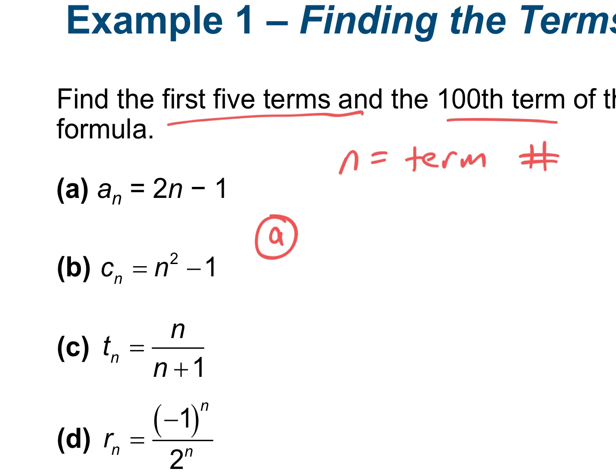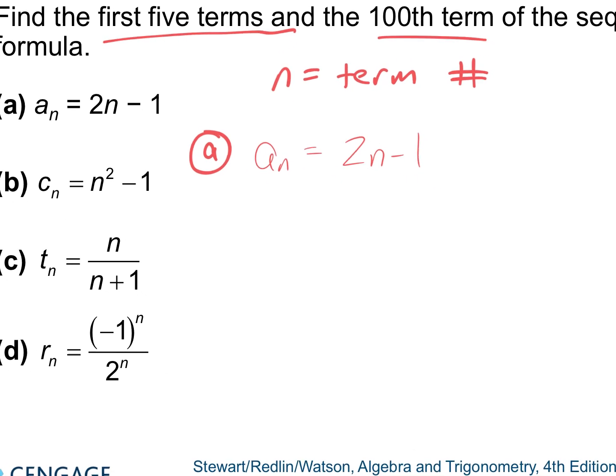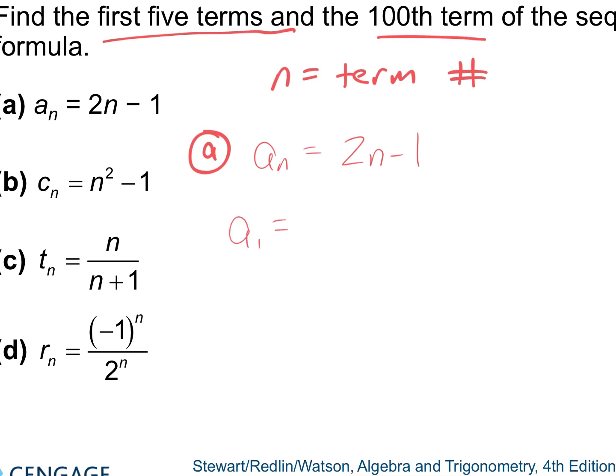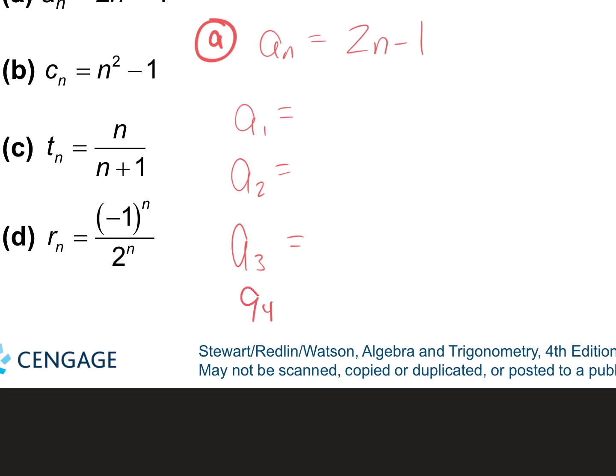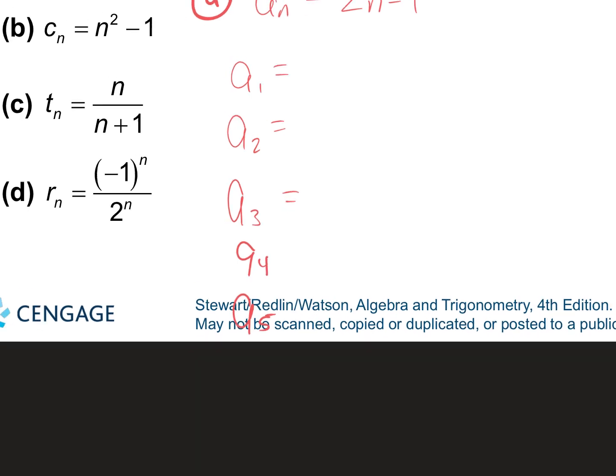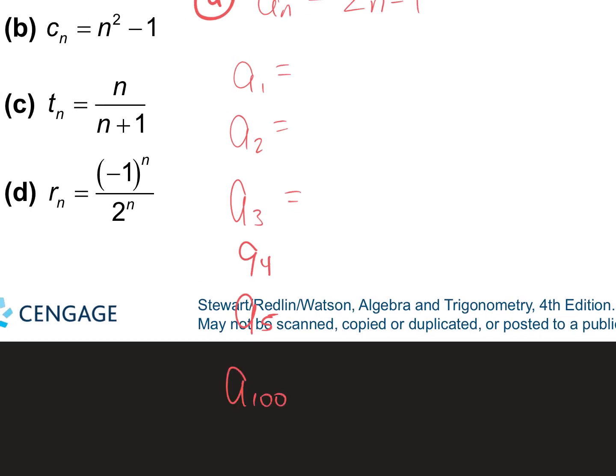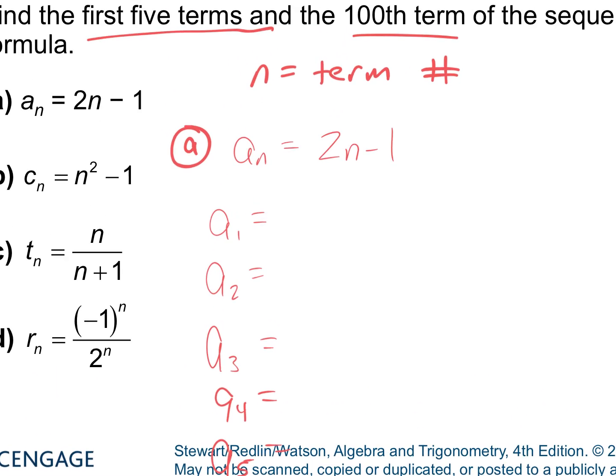You're going to say to me, okay, I'm going to find the first 5 terms. So A sub N equals 2N minus 1. So I'm going to find the first term, the second term, the third term, the 4th term, the 5th term, and the 100th term. This is what I have to see. If you do not give me this work, I am not giving you credit. Very simply, guys, you plug in for N.